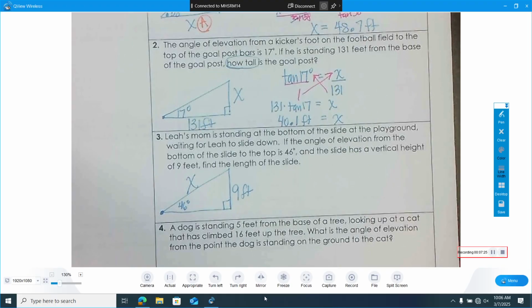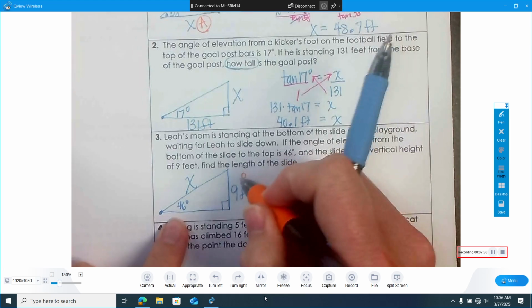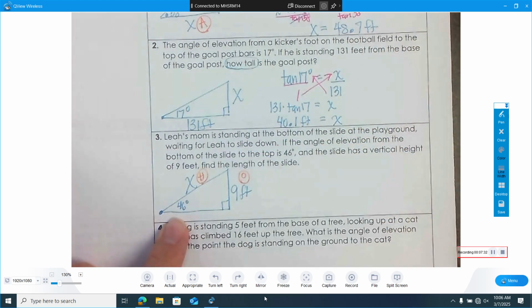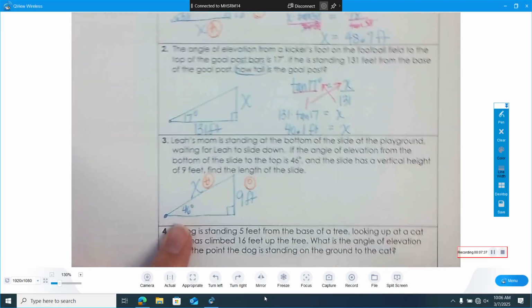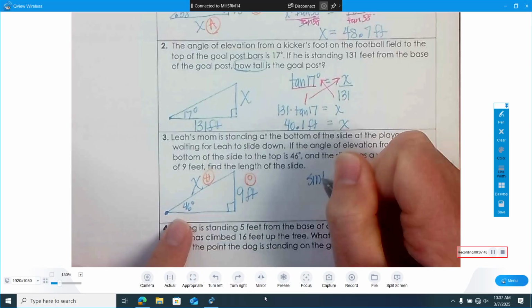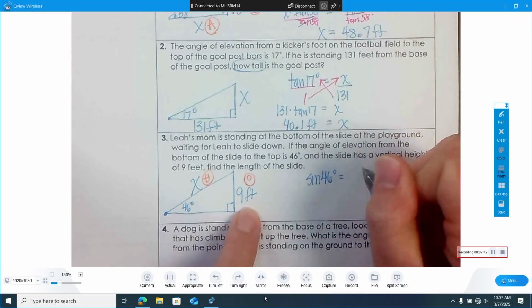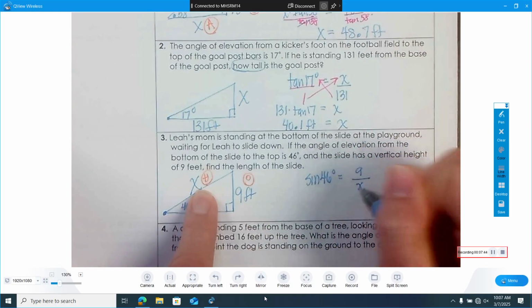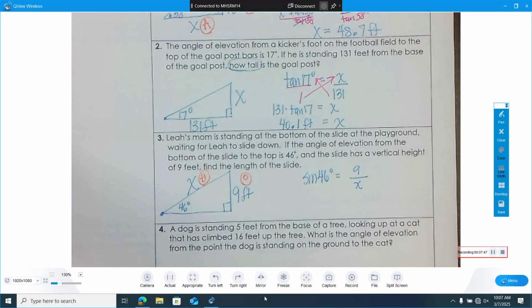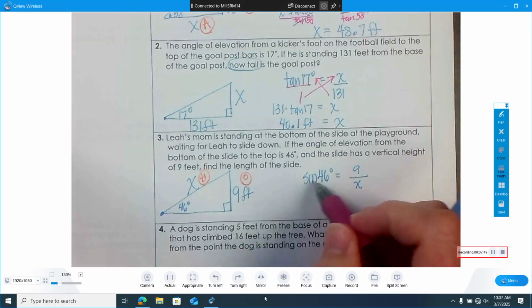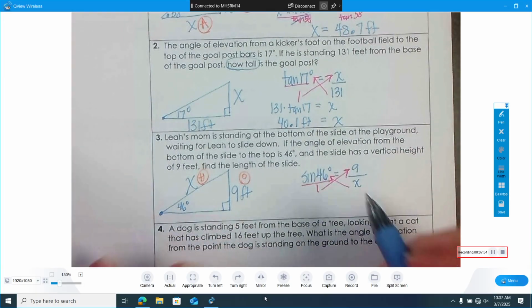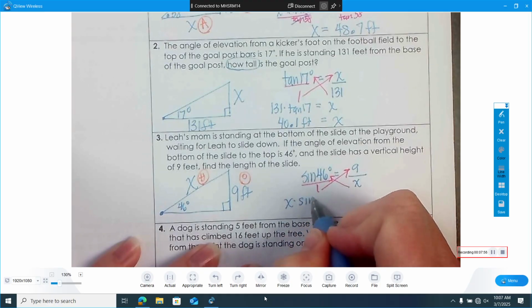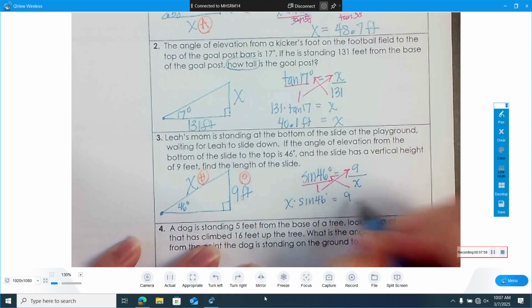All right. So which trig function are we going to use now? Sine. Opposite over hypotenuse is sine. So we're going to do sine of 46 degrees equals opposite 9 over hypotenuse x. How do we solve for x? Cross multiply, my favorite thing. So we get x times the sine of 46 equals 9.